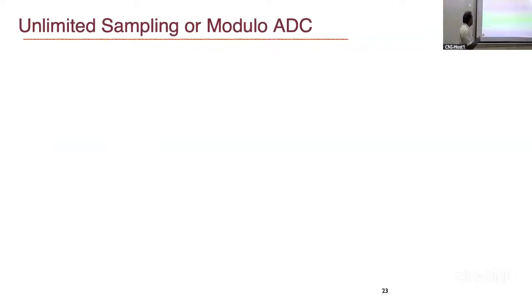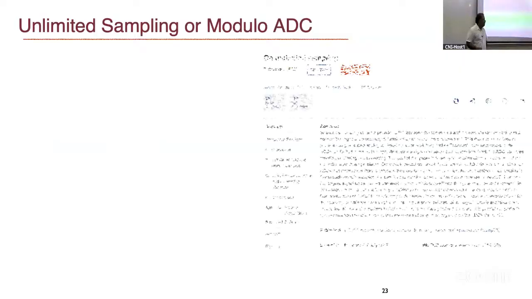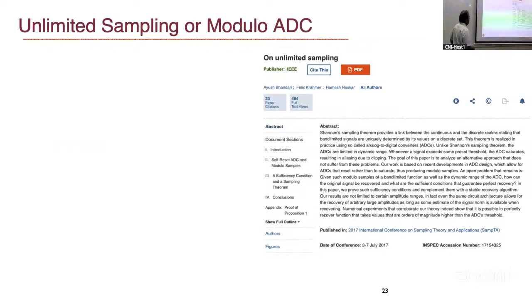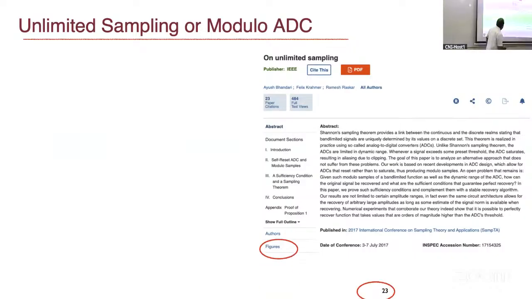This is called unlimited sampling or modulo ADCs. Here unlimited means you can use any dynamic range signals. And one of the first early papers in this direction comes in 2017 by a group led by Ayush Bhandari. They are the leading people working in this direction. And there are several other groups who are working on this.